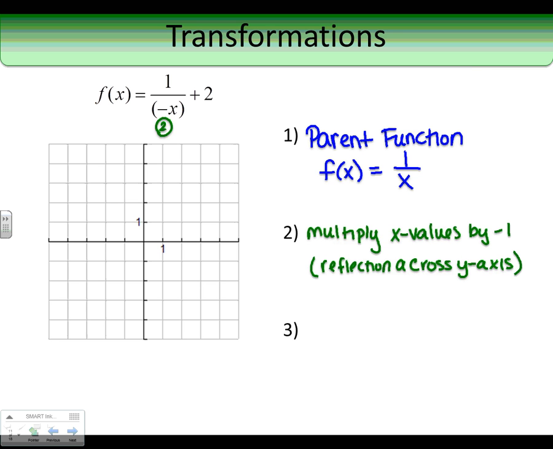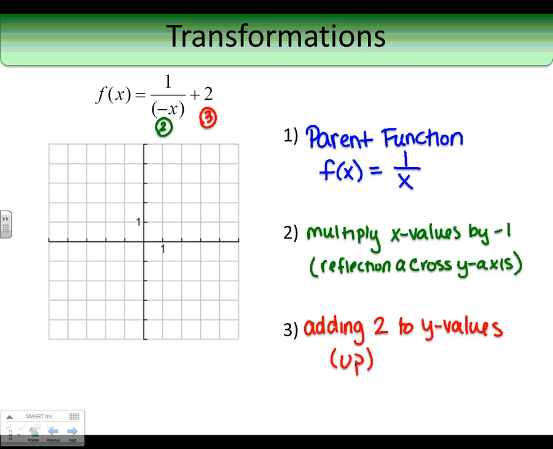Then the next one we're going to have is adding a 2 on the outside of the function. So if the 2 was in the parentheses with the x, that would be considered inside the function. This 2 is on the outside. So we're adding 2 to the y values, which is going to move our function up. So that's all the transformations that we're going to do.